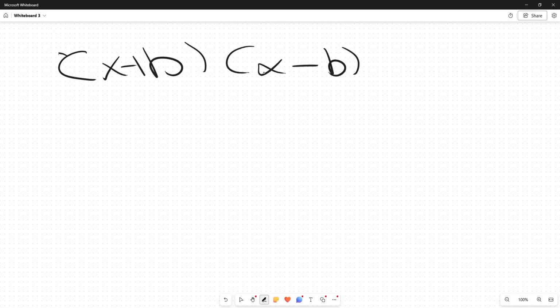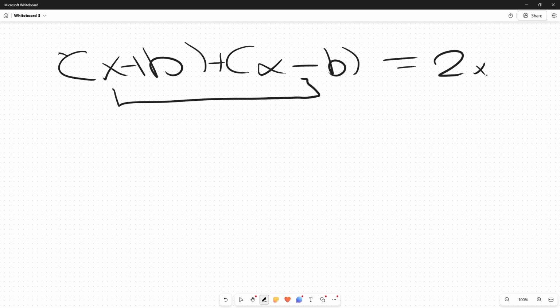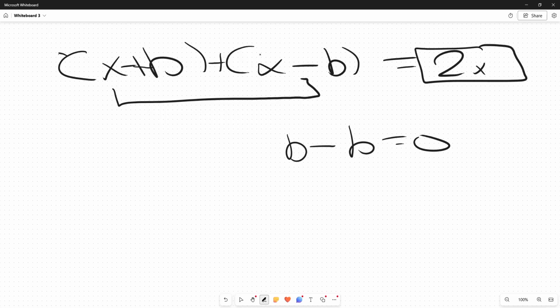So the basic thing here is that you just basically need to add simple terms. So in this example I will add these two binomials. So basically x plus x is equal to 2x, and next would be b plus minus b, that would be 0, because b minus b is equal to 0. So the answer would be 2x.